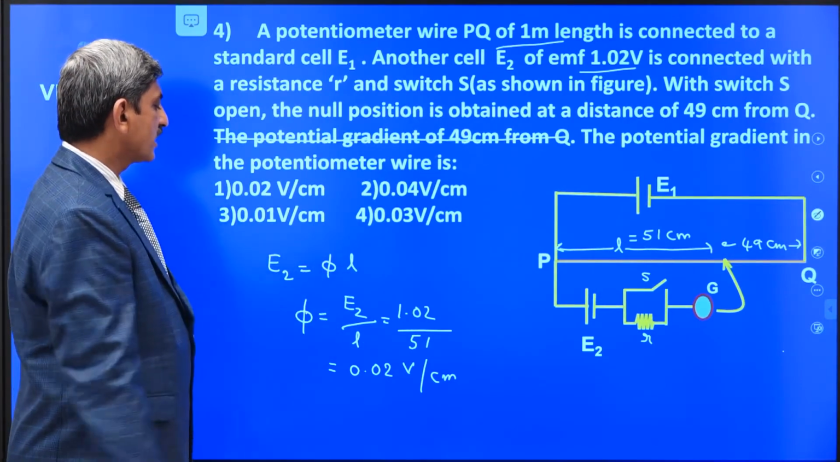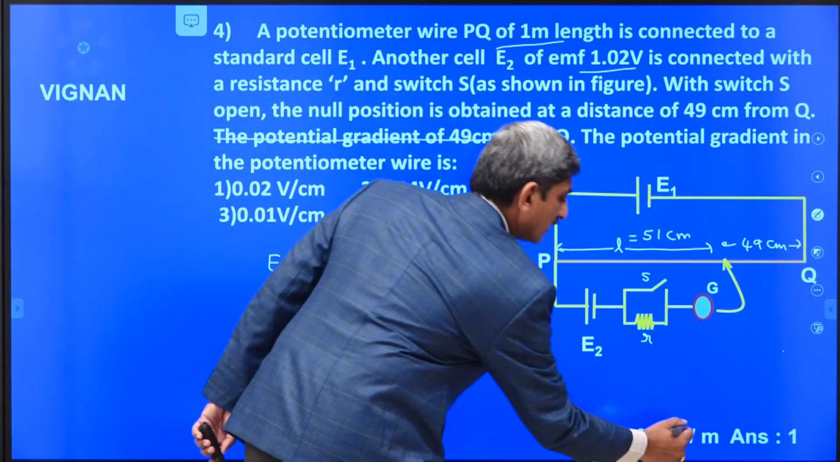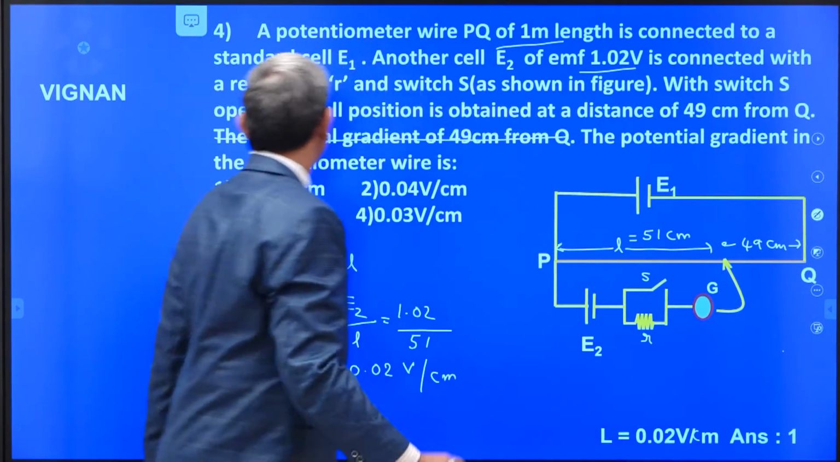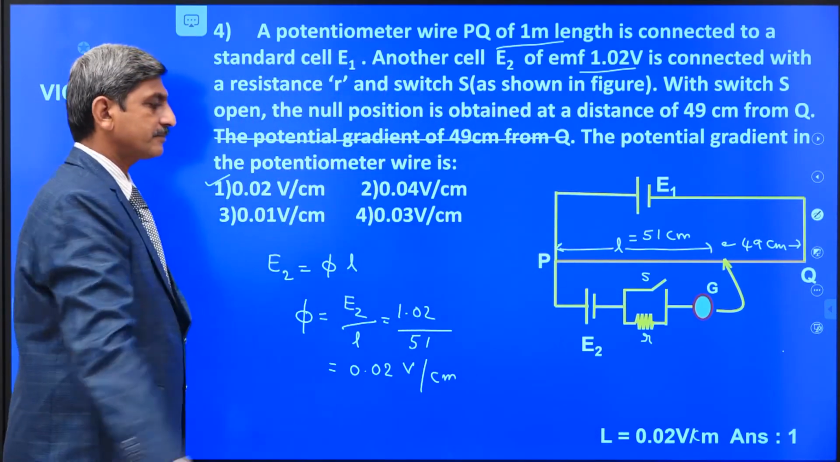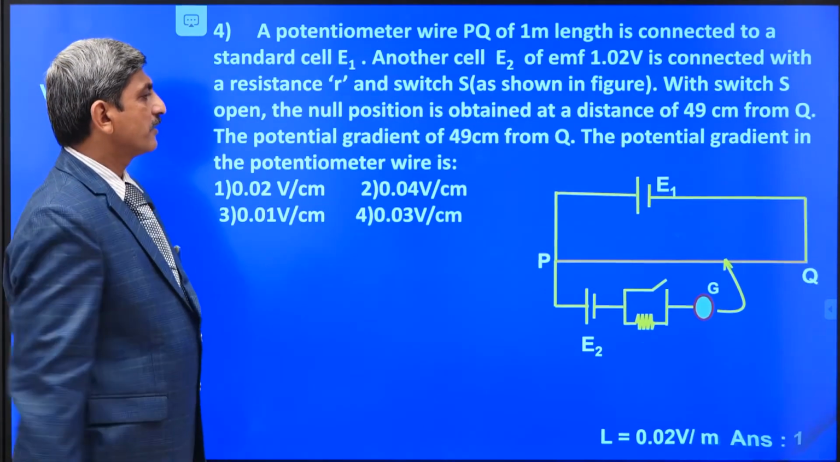then you will get the potential gradient value in volt per meter. Okay, here the potential gradient is 0.02 volt per centimeter, so your answer is 1. This is the right answer. Come to the next problem.